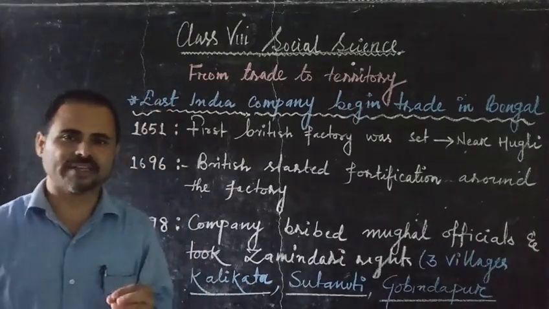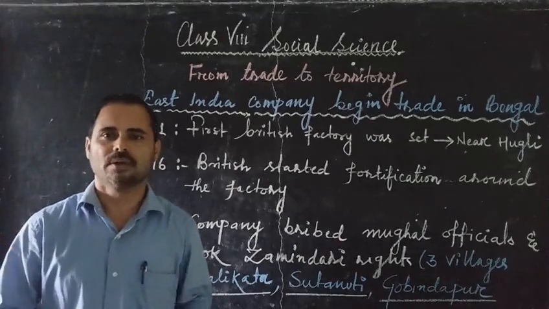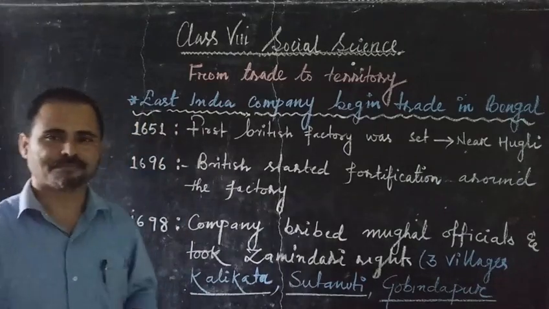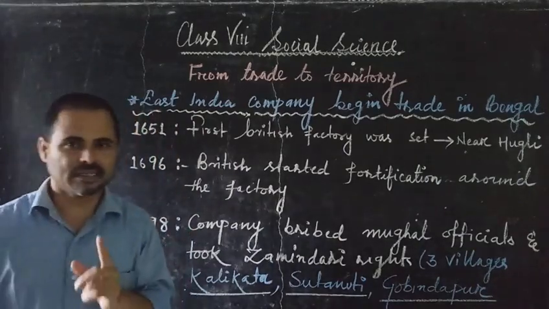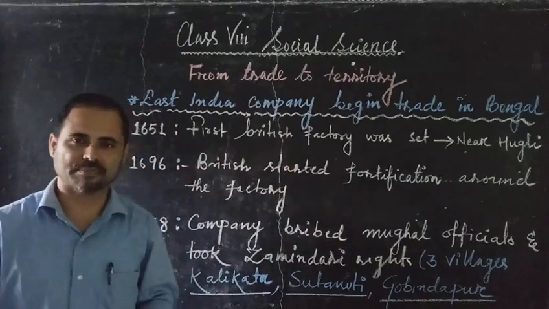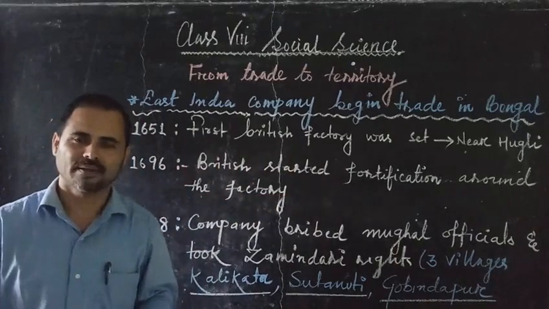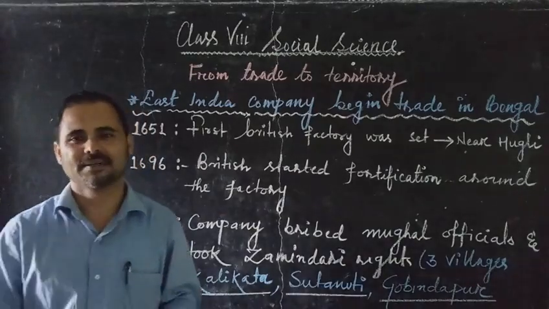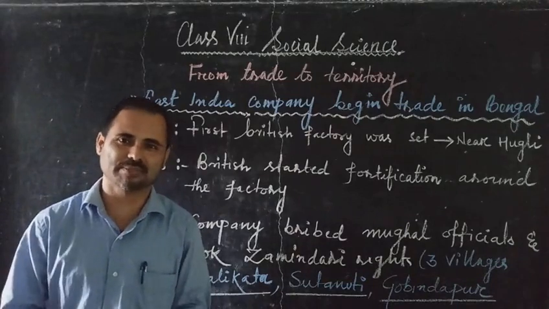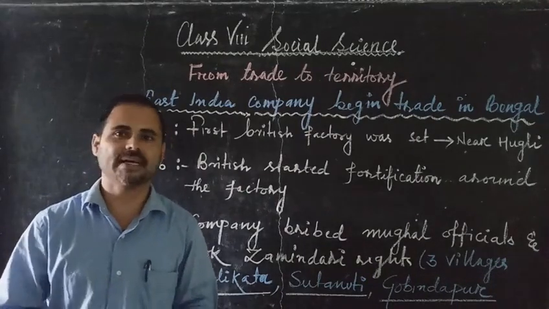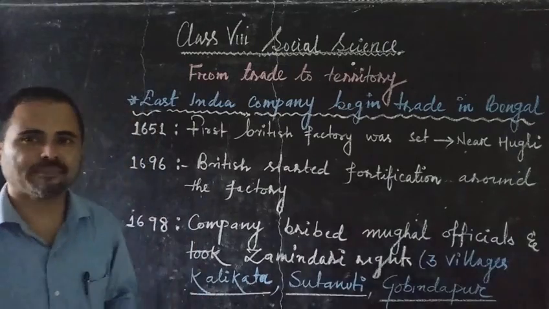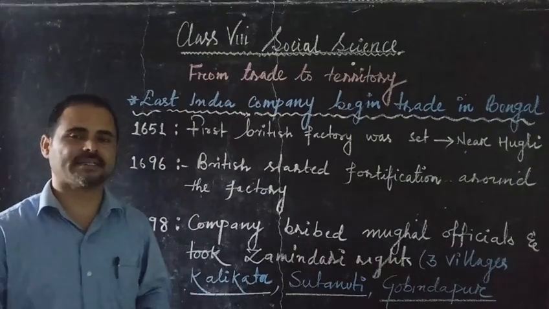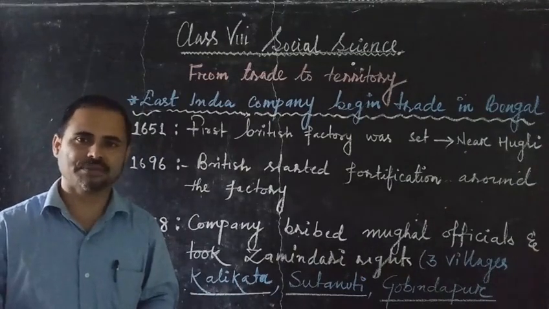So let us begin with a very small happening. This seems very small, but it has a great significance. That is what? 1651. In 1651, the first British factory was set up near the bank of river Hooghly. Now, the settlement of this factory was a very small incident. Then what is there to discuss? You might be thinking that, but it has a great learning point. So let us see, when this first British factory was set up in the country in 1651.